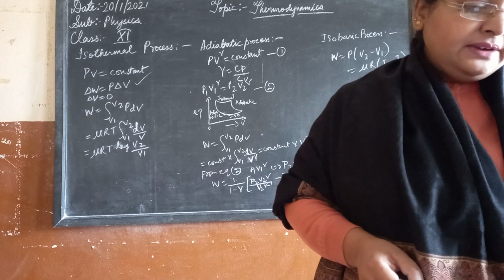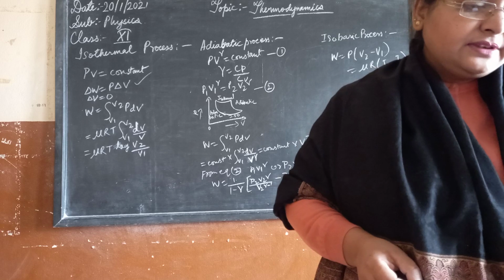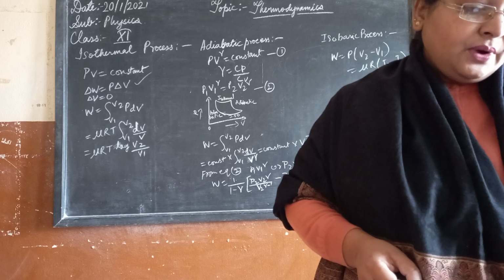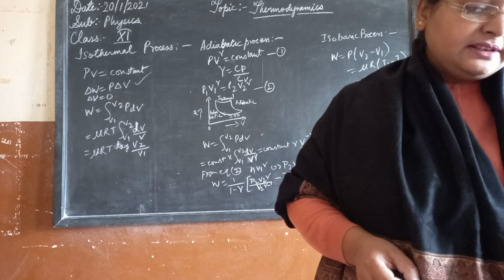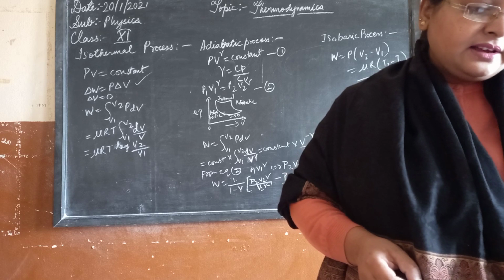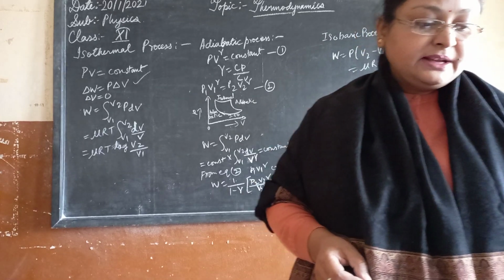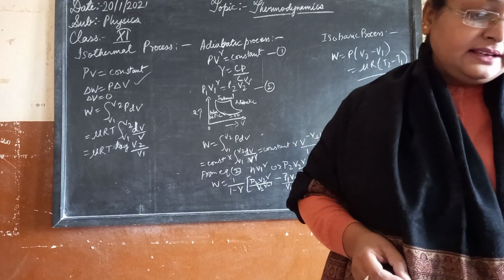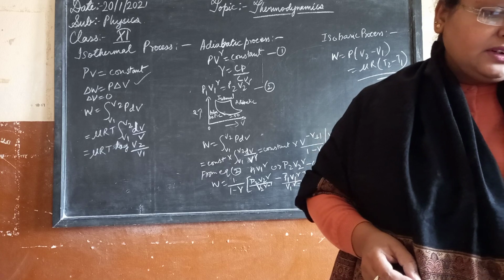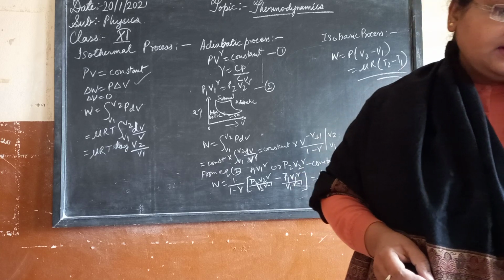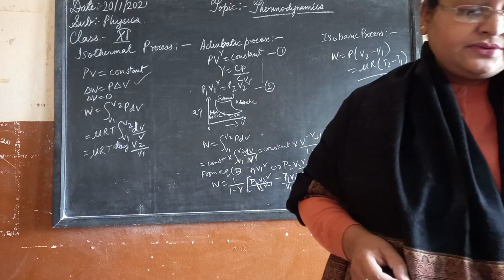This shows that if V2 is greater than V1, W is greater than 0, and if V1 is greater than V2, W is smaller than 0. Thus in isothermal expansion, the gas absorbs heat and does work, while in isothermal compression, work is done on the gas by the environment and heat is released.